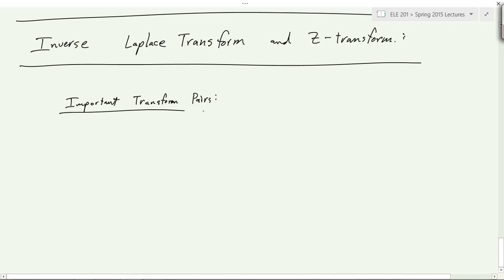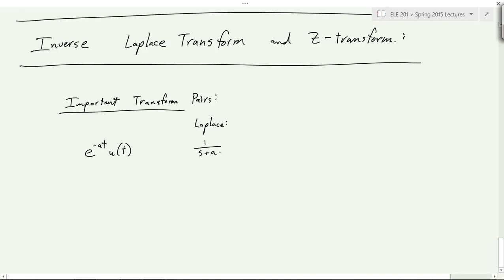All right. The pairs are like this. e to the negative at u of t, under the Laplace transform. I won't even draw arrows. Here's the Laplace transform of each of those. We have a little table. This is 1 over s plus a.